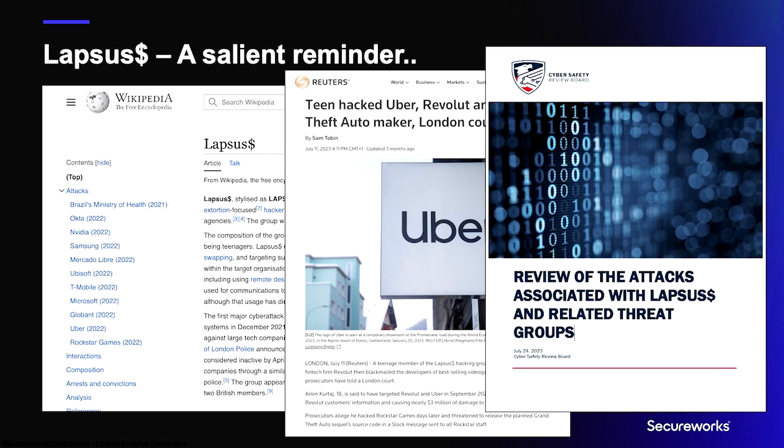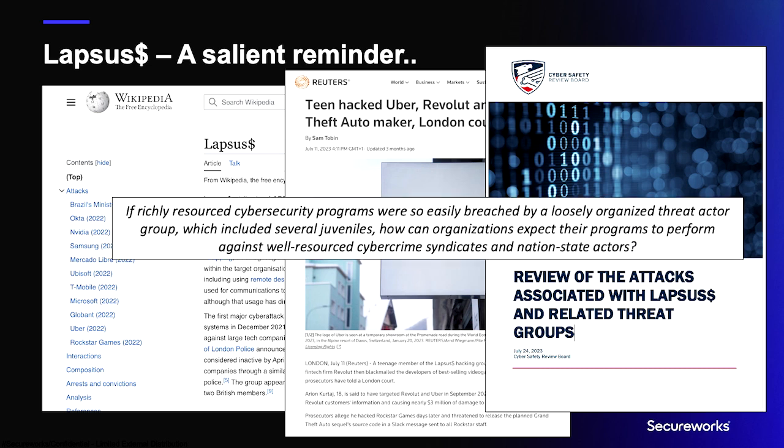So the US government put out this document. I don't necessarily agree with all of the recommendations, but it's an excellent document. And in it, it has this comment. If richly resourced cybersecurity programs were so easily breached by a loosely organized threat actor group, which included several juveniles, how can organizations expect their programs to perform against well-resourced cybercrime syndicates and nation-state actors?